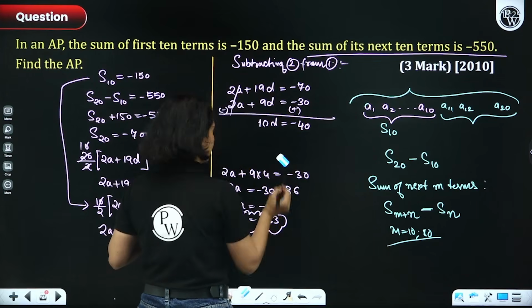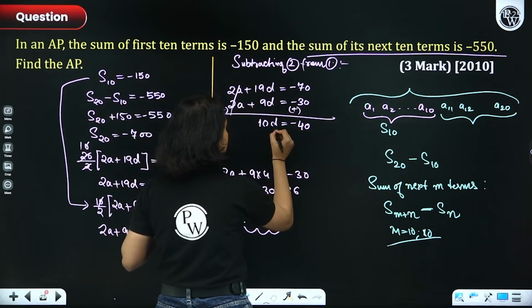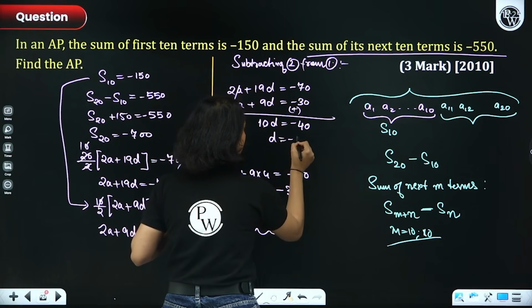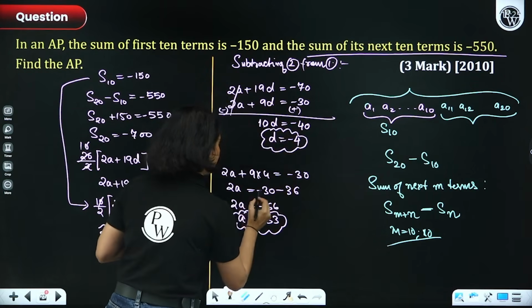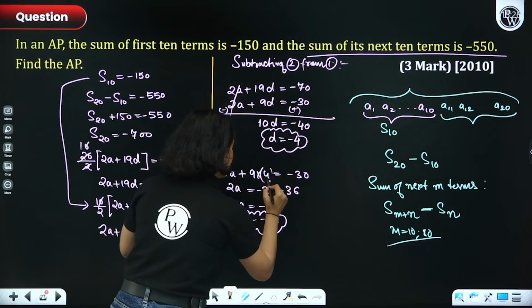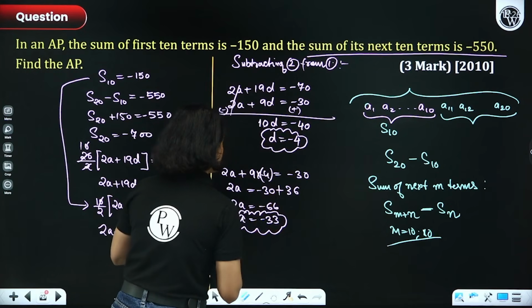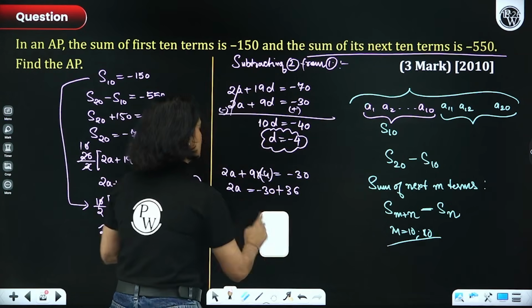The value of D is negative 4. I wrote positive 4, but D is equal to negative 4. This is what we are getting, right? So if D is equal to negative 4, here we would have negative 4, and here we would have positive 36. Okay, let's just correct this, everyone.